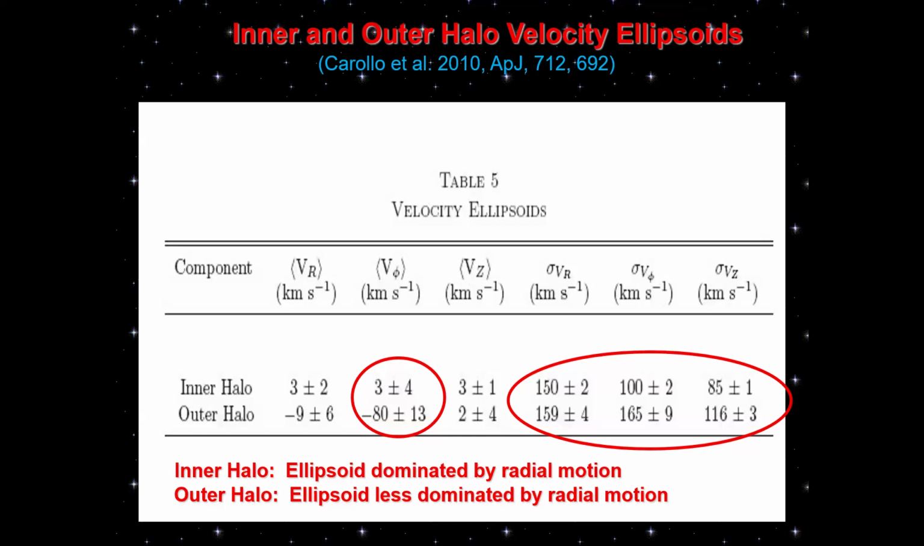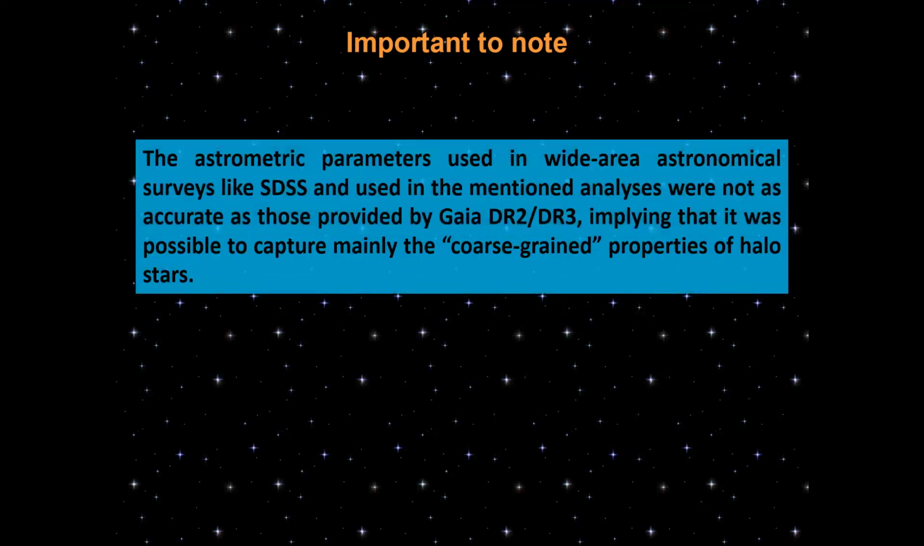The outer halo has this highly retrograde motion, and the velocity dispersions for the outer halo are much larger with respect to the inner halo. Now, the important thing to know is that Gaia has released very highly accurate astrometric parameters. But before that, we didn't have those parameters, and we only captured the coarse-grained properties of the halo.